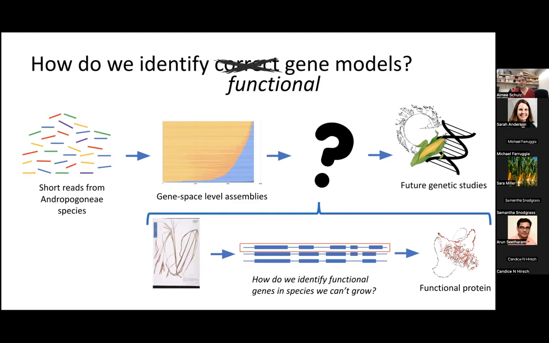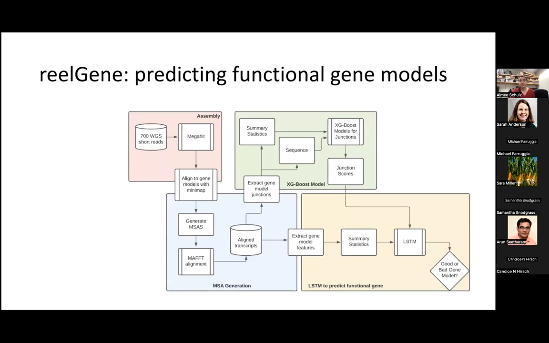So the question now has really become, how do we identify these functional genes and the correct gene models in species that we actually can't grow? And this is where reelGene comes in. It's this pipeline that's going to allow us to predict our functional gene models. And for the first step of this pipeline, I'm going to turn it over to Brandon.